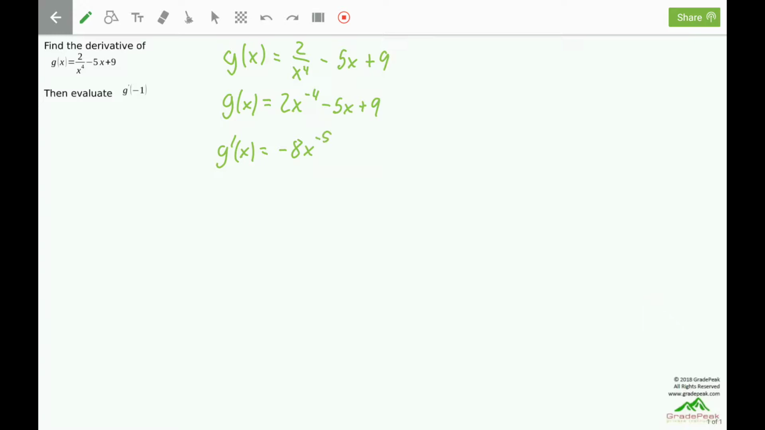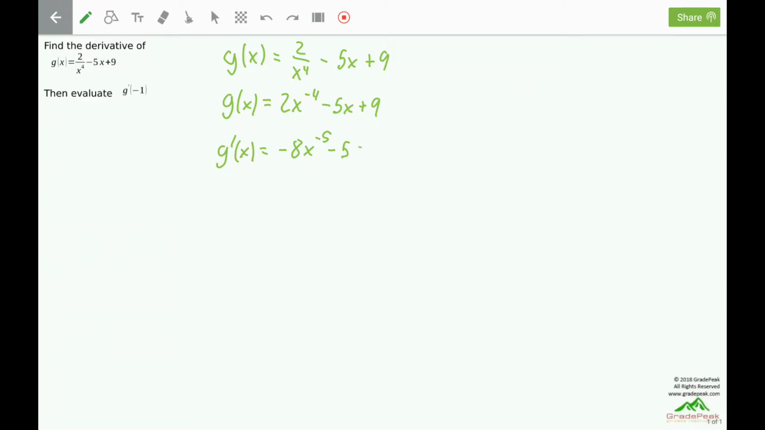The next term, a minus 5x, is a constant times x, and the derivative of that is just a constant, so that will be a minus 5. And the last term is a constant with no variable. Its derivative will be a 0. So there's our derivative g prime of x.